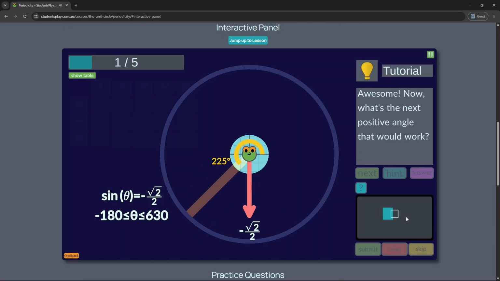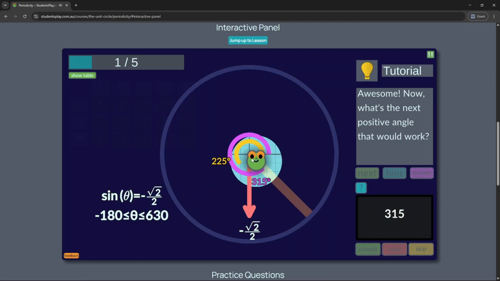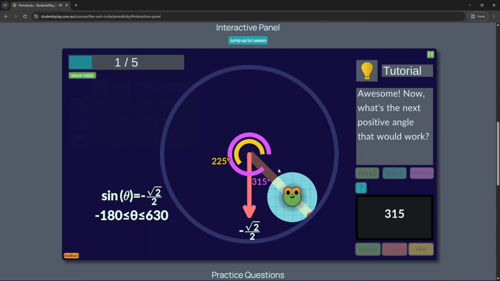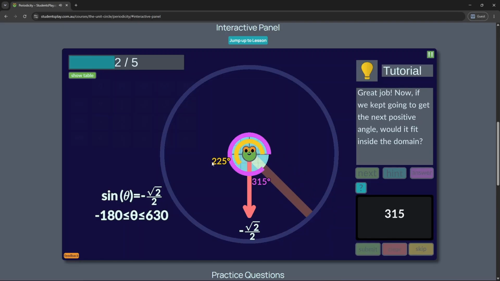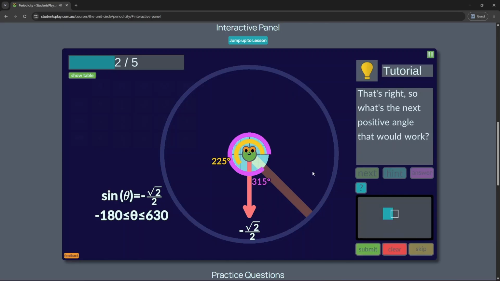Awesome. Now, what's the next positive angle that would work? All the way around to here and involves 45. So we can go around to 360 and then come back 45. 315? Nice. Okay, now it's probably going to ask us, will the next rotation work? So if we go 225, we add 360, is that 585? And that's less than 630, so I think yes, we can fit one more in. 585. Man, I'm smart.